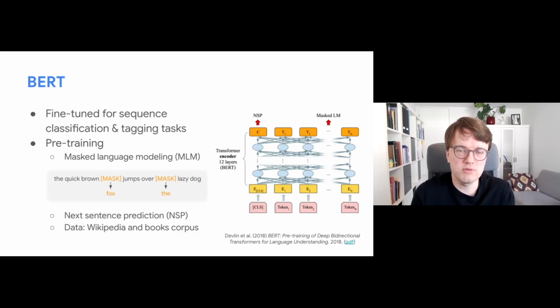In the paper, they do some ablation study where they leave out this next sentence prediction and their numbers go slightly down. But some later work has found out this is actually not such a crucial part. So many of the follow-up works don't use this NSP task anymore for pre-training. But it seems that the main benefit is really coming from the masked language modeling task. And in the paper, they trained this on Wikipedia and a books corpus.